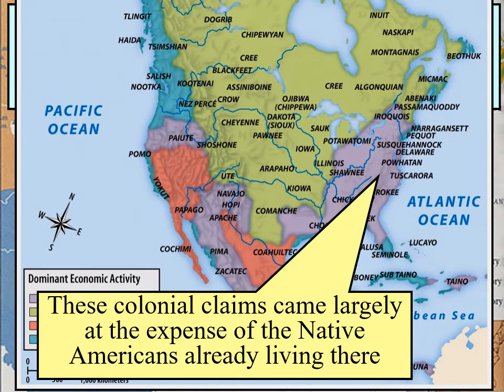And a lot of these claims happen because they're trying to take up this land before the other European nations do, and it's really going to come at the expense of a lot of the native tribes there. The native tribes are going to get caught in the crossfire of this imperialistic competition.